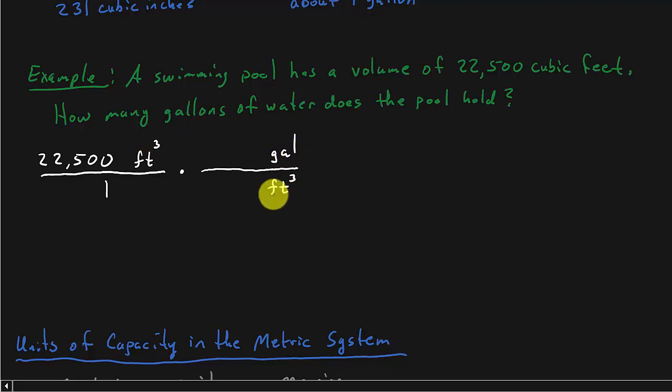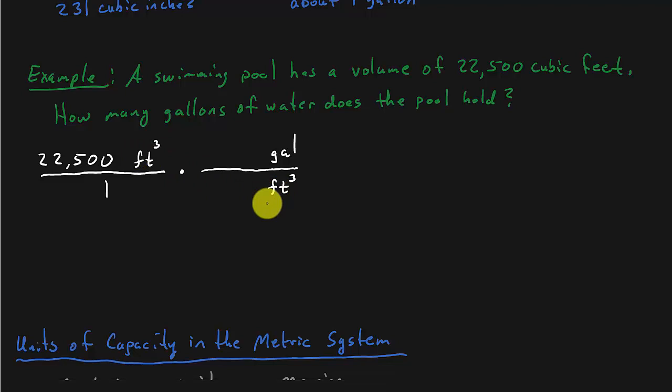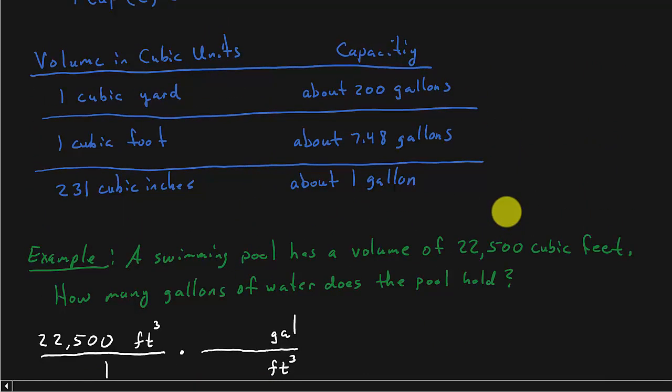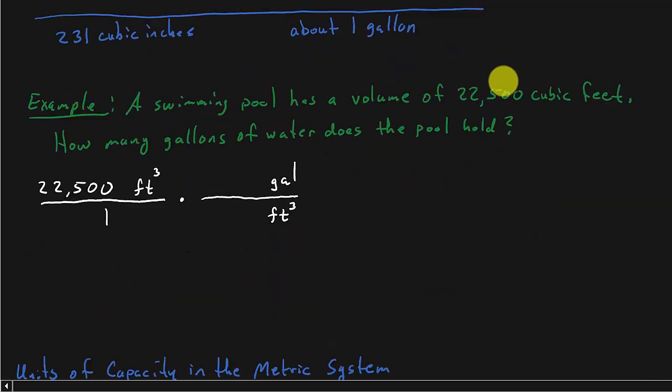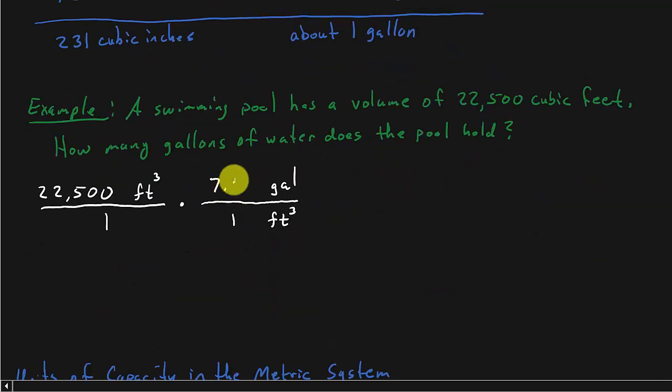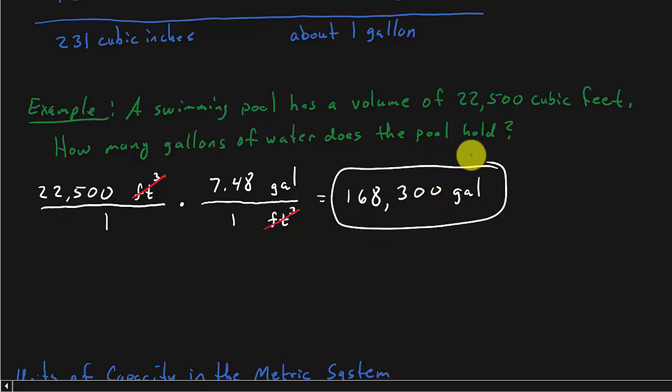So there's gallons, and cubic feet goes in the denominator because we need those to cancel out. Now, what relationship do we have between cubic feet and gallons? Well, there you go: 1 cubic foot is 7.48 gallons. And there it is. See, that's all it is. The cubic feet cancel, and after we multiply, that's going to end up being 168,300 gallons.